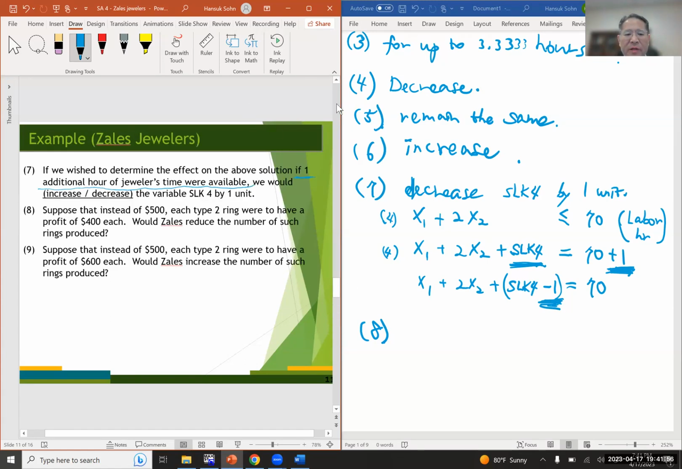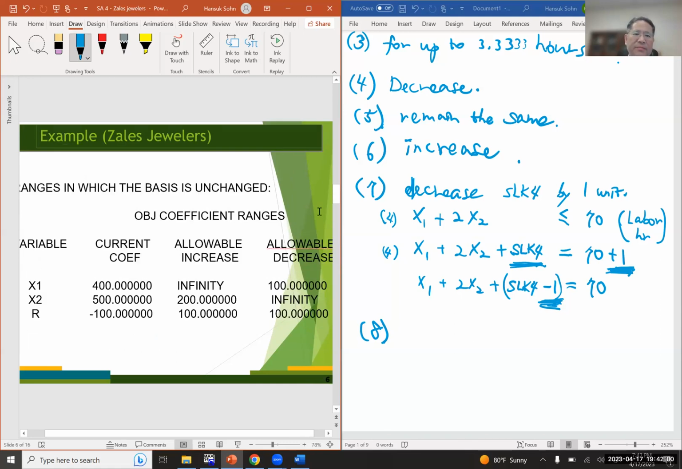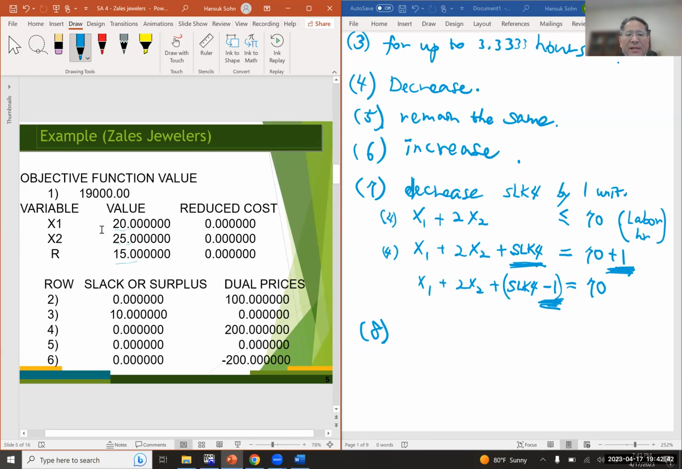So let's look at the objective coefficient ranges, the allowable ranges. Okay, right here. So the allowable decrease of x2 is infinity. This means that the basis is unchanged for any decrease in the objective coefficient of variable x2. And this seems intuitive because we all know that the current optimal solution indicates that Zales has to produce no more than the minimum numbers required for each type of ring, right? Here, the optimal solution currently suggests to produce 20 type 1 rings and 25 type 2 rings.